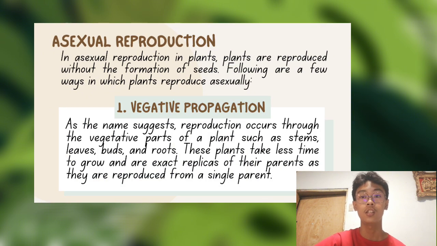First is vegetative propagation. Reproduction occurs through the vegetative parts of the plant, such as stems, leaves, and buds. These plants take less time to grow. They are exact replicas of their parent, as they are produced from a single parent.